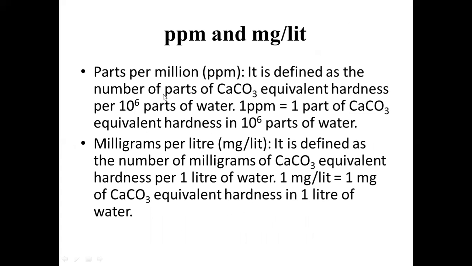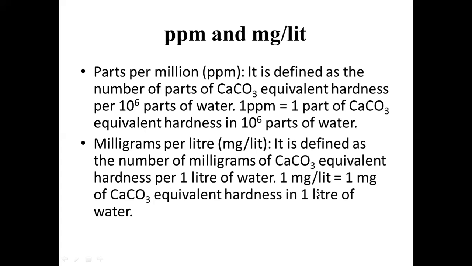It is defined as the number of parts of calcium carbonate equivalent hardness per 10 power 6 parts of water. 1 ppm is equal to 1 part of CaCO3 equivalent hardness in 10 power 6 parts of water. Milligrams per liter is defined as the number of milligrams of calcium carbonate equivalent hardness per 1 liter of water, which is nothing but 1 mg per liter is equal to 1 mg of CaCO3 equivalent hardness in 1 liter of water.